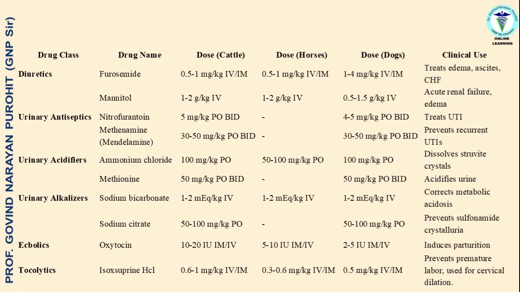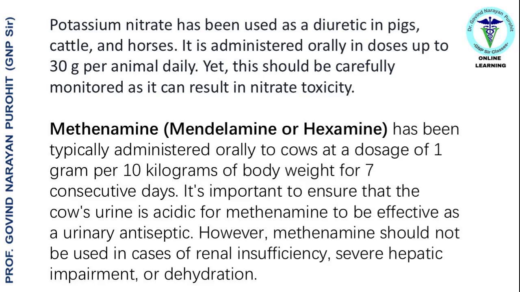This table shows the clinical use and dosage of various drugs acting on the genitourinary system in cattle, horses, and pigs. Potassium nitrate has been used as a diuretic in pigs, cattle, and horses. It is administered orally in doses up to 30 grams per animal daily. Yet, this should be carefully monitored as it can result in nitrate toxicity.